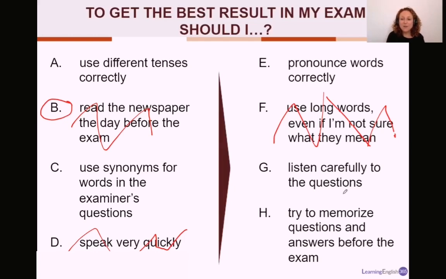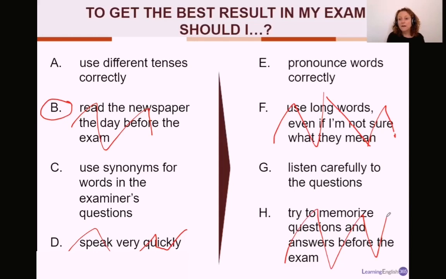If he asks you when, he doesn't want to know what. So it's always important that you listen carefully, ask the examiner to repeat the question if you didn't quite catch it, and then make sure you structure your answer to answer the question. And this goes on to H. Try to memorize questions and answers before the exam. No.